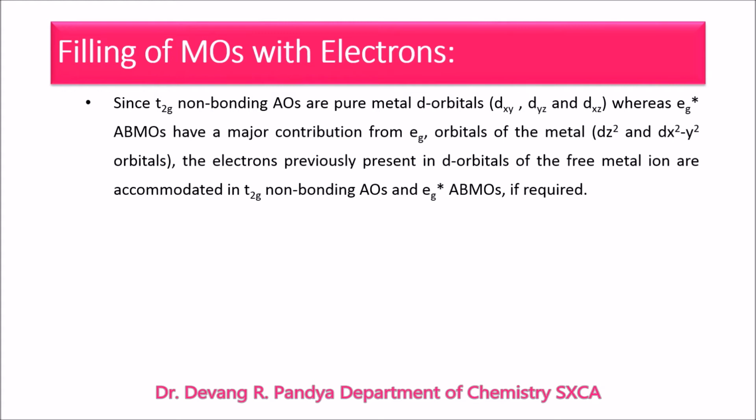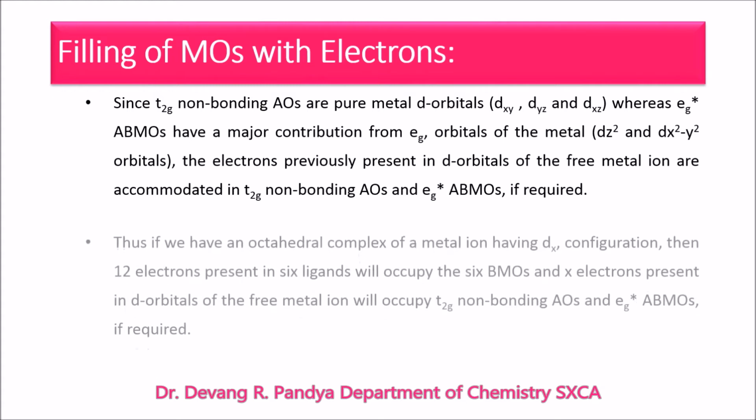I write EG star ABMO if required because if you have a low spin complex, electrons do enter from T2G non-bonding to EG star, and if it is a high spin, then the electrons do remain in T2G only. But if it is a low spin, instead of being paired up in T2G, electrons do enter into EG star as well, and that is why I have written if required over here.